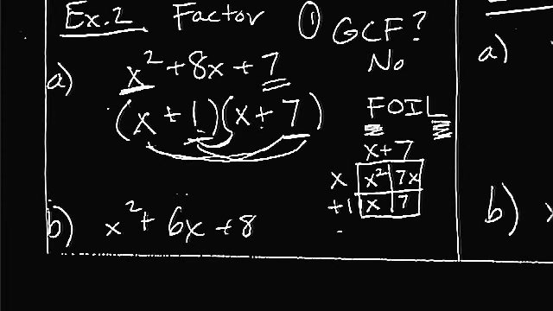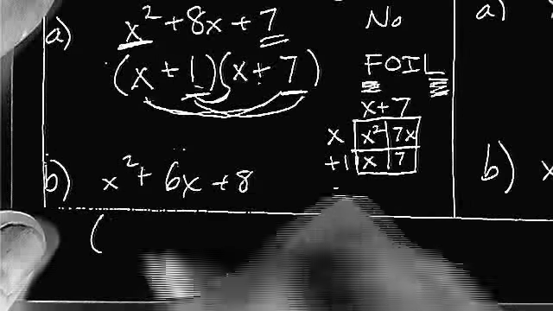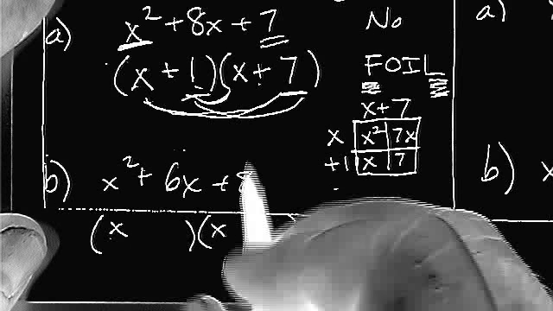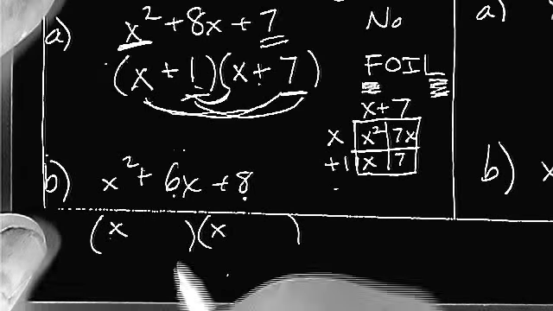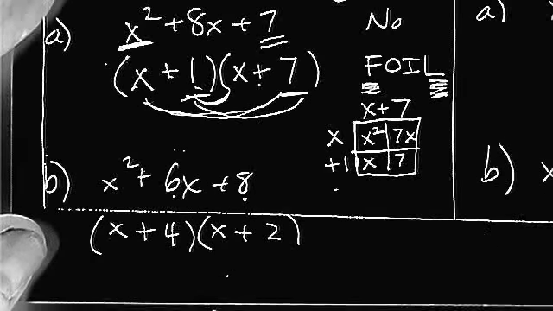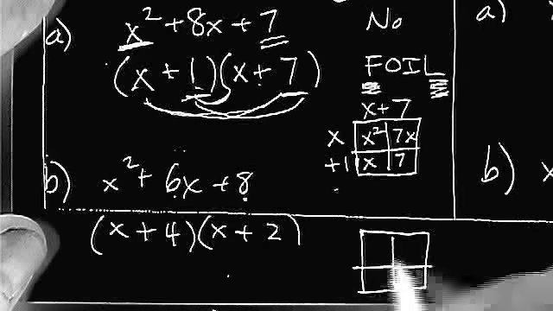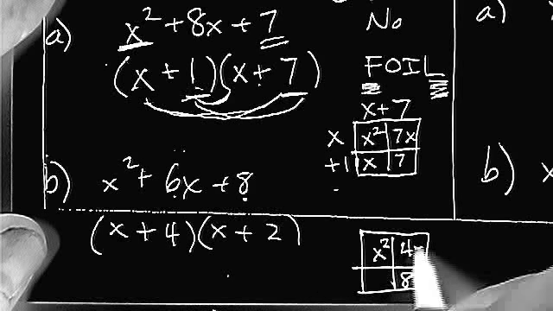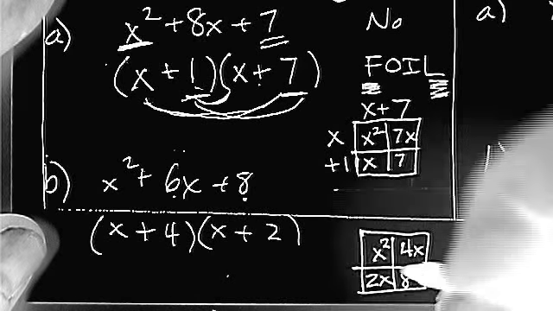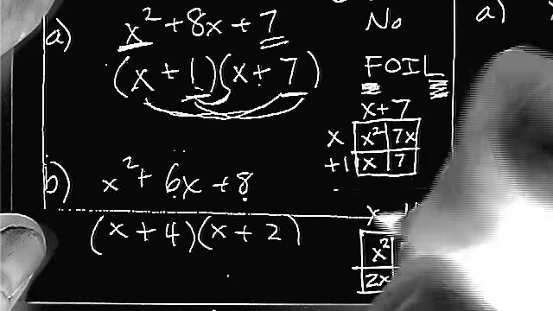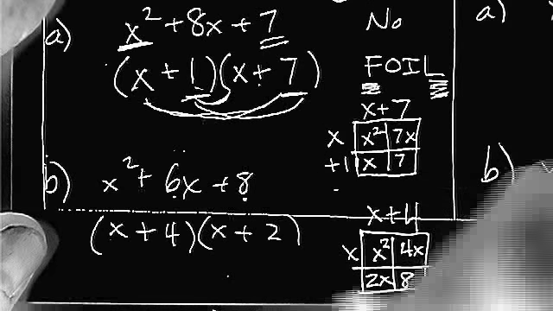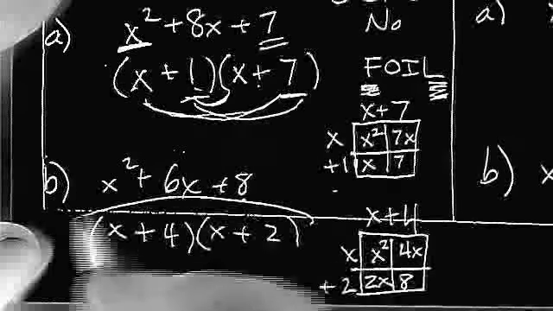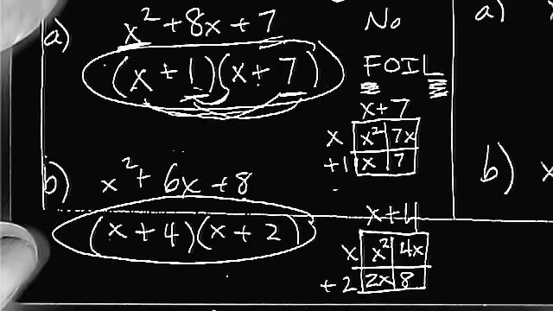Whichever way is more comfortable to you, whether you just want to look at it and say, okay, x times x gives me x squared, what types of things multiply together to give me 8 but add up to 6? Well, obviously that's plus 4 and plus 2. Or if you want to use that same method where we did x squared here, 8 here, you think about 4x and 2x because they add up to 6x, and then greatest common factor, greatest common factor, greatest common factor, greatest common factor. And then on the outside you'll see your answer. Okay, there it is. Those two are factored.